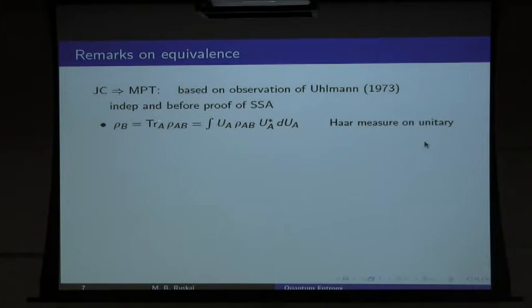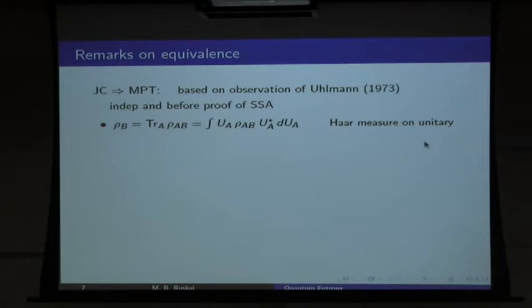The only thing I want to emphasize is that the fact that joint convexity implies monotonicity under partial traces goes back to an idea of Armin Uhlmann in 1973, when we were trying to prove strong subadditivity. He was working quite isolated and independently in Leipzig, and he realized that you could take the partial trace by integrating unitary operators over Haar measure. And he came very close to proving strong subadditivity.